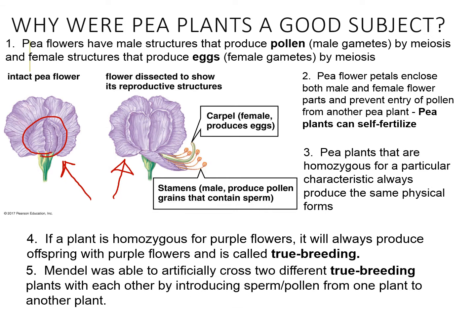Lastly, Mendel was able to artificially cross two different true breeding plants with each other by introducing sperm or pollen from one plant to the other. So he would open up this enclosed sac here where the male and female parts are, and he would insert pollen from another plant in there so that he could be sure that pollen from a different plant of his choosing was going to fertilize this plant.